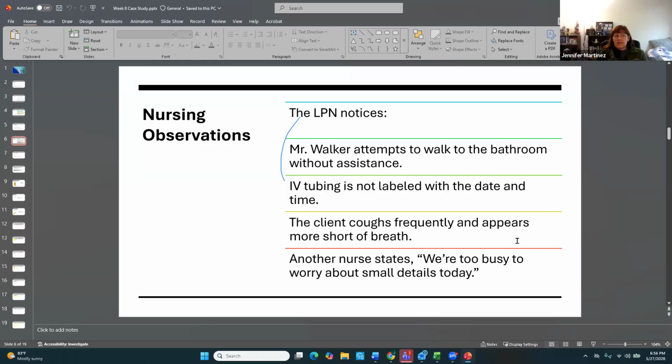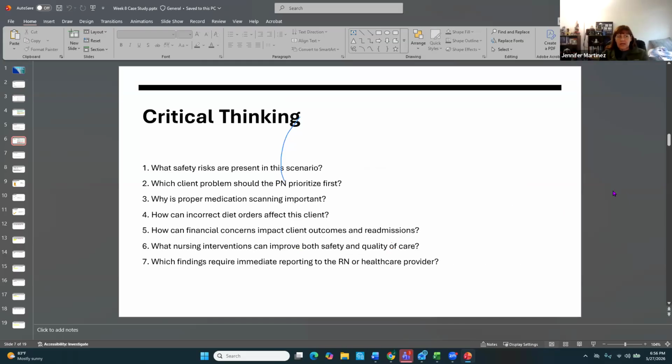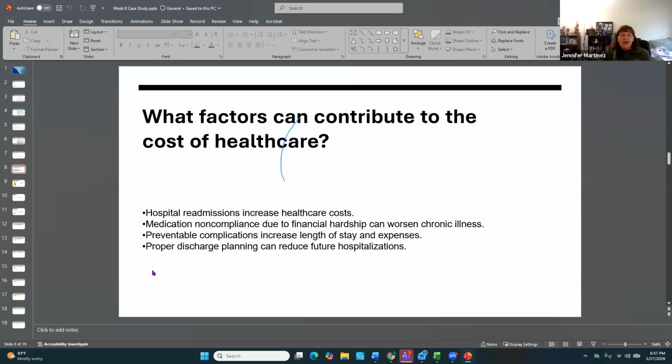I don't know how long he's been on the antibiotic, right? If he's coughing more, if he's more short of breath, is that antibiotic effective, right? What's going on with him respiratory wise? I'm going to go back to what are some other interventions that could potentially help him? Well, actually, you know what? Hold that thought. We're going to move forward.